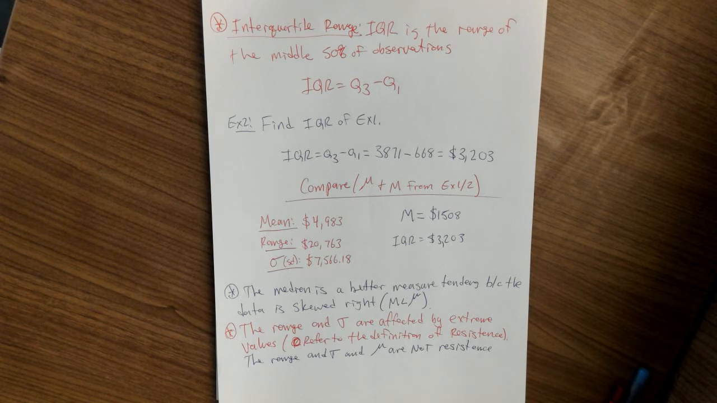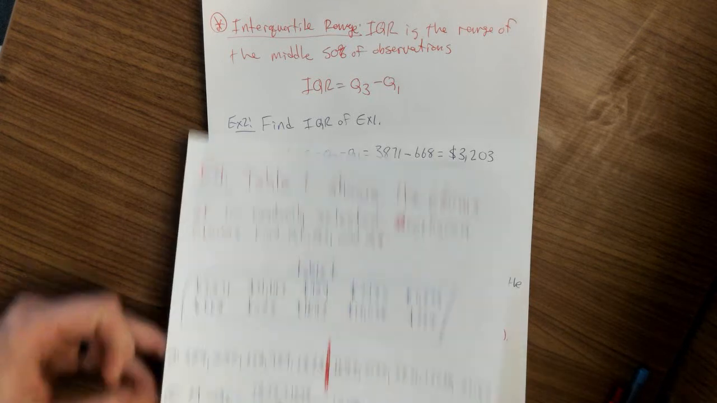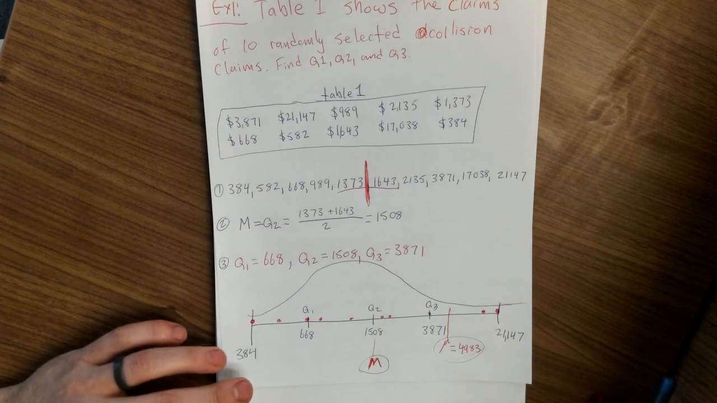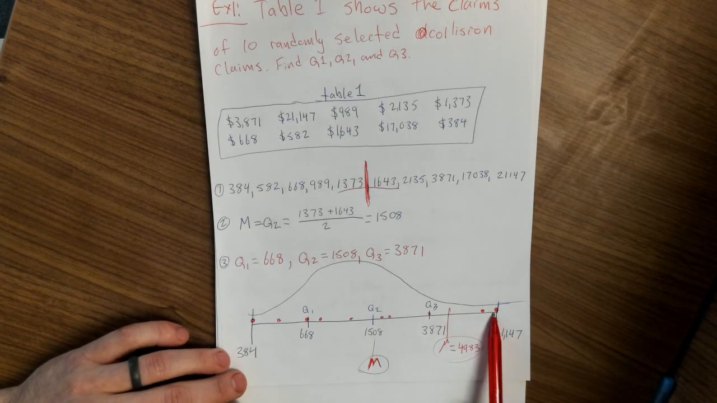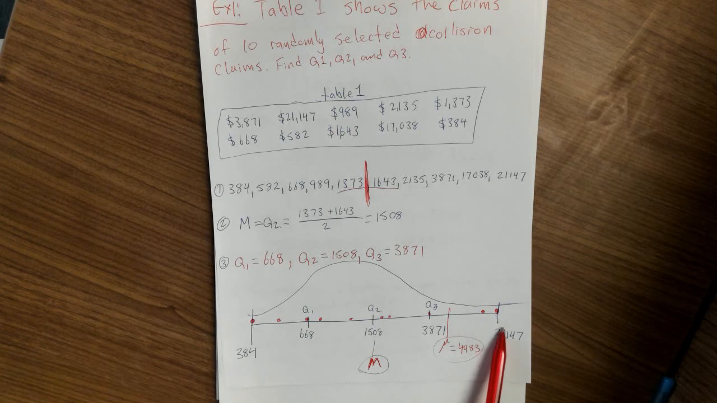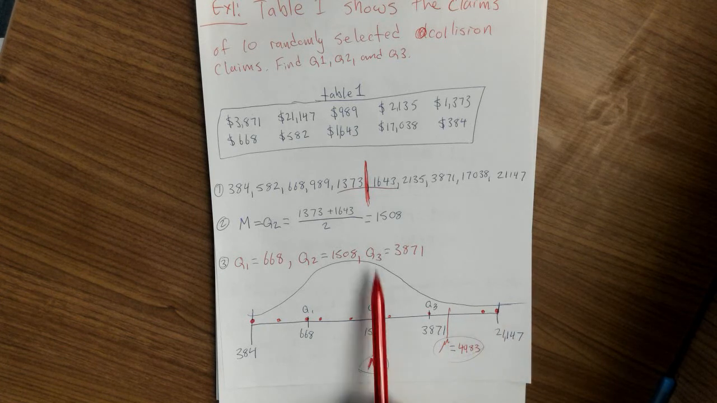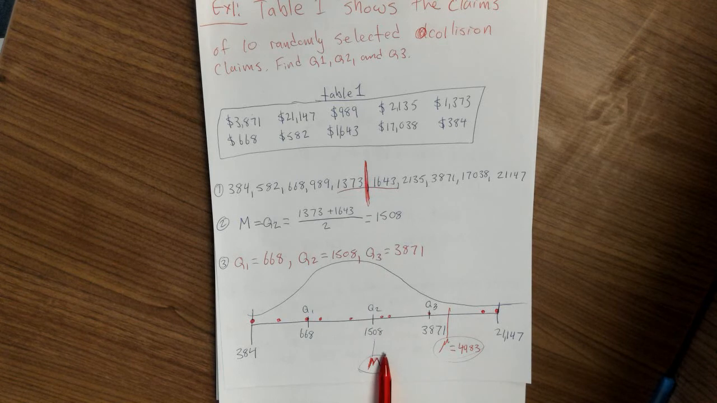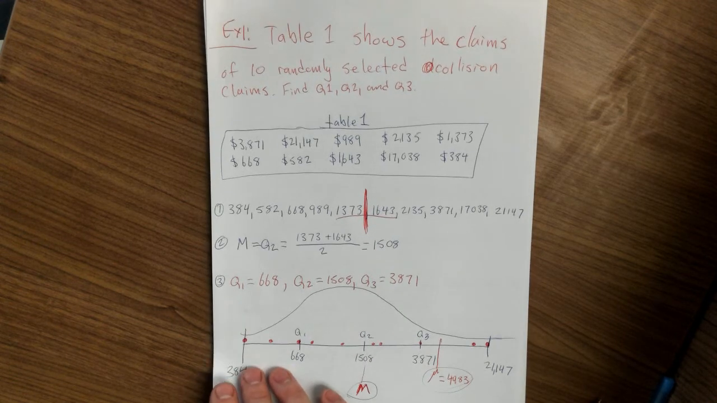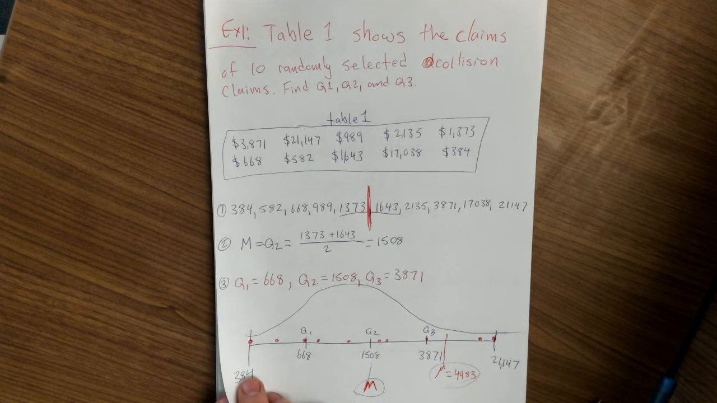Alright. So, for example, let's go back to our graph again, and let's say that this 21,147, the largest value, let's say we change that to $40,000, so it's way off the page now. The mean is going to get bigger, it's going to move way out here, but the median is still going to stay the same. We would still find our same value here in the middle. So that's why the median and the IQR are better measures when we're dealing with skewed right and skewed left graphs.